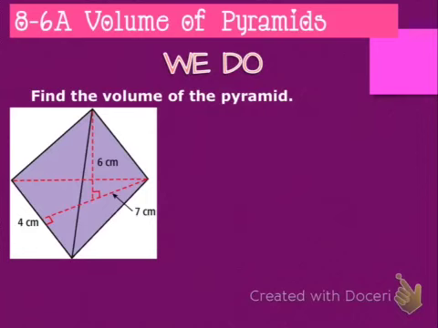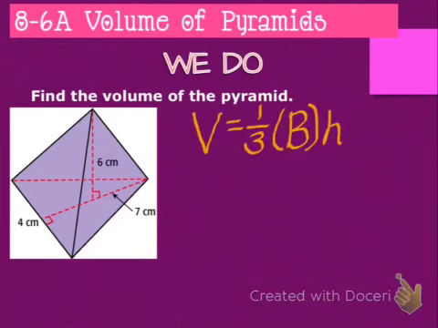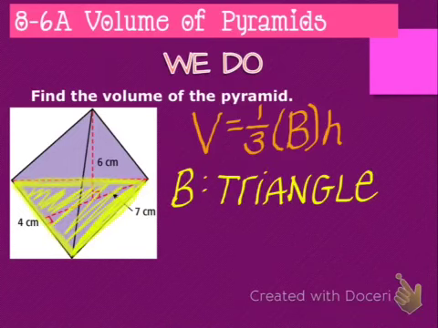We've got a pyramid, and it says find the volume of the pyramid. To find my volume, I need to use the formula 1/3 of the area of the base times the height. I would say the first thing that we need to do is to figure out what the shape of the base is. So we're going to take a look at the picture. So I've highlighted the base here, and I've written that the base is the shape of a triangle.